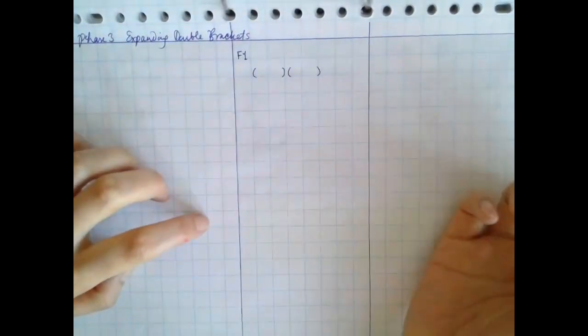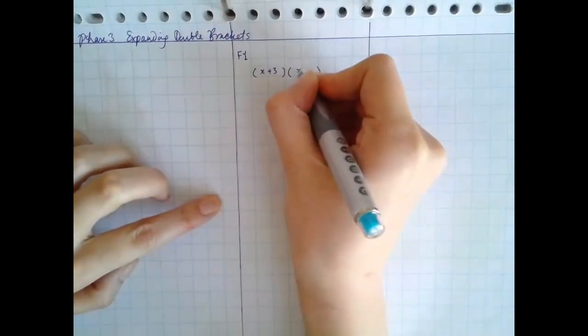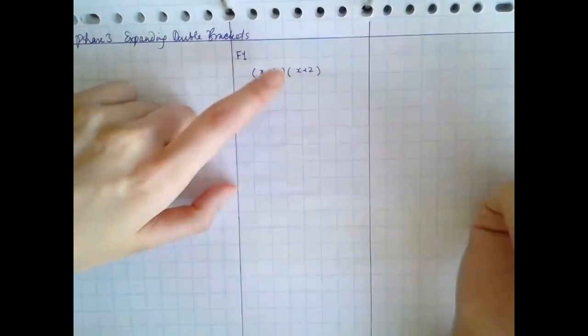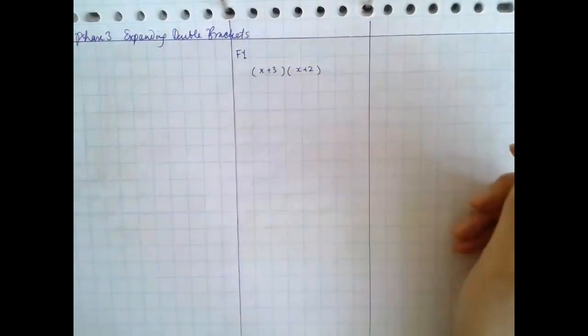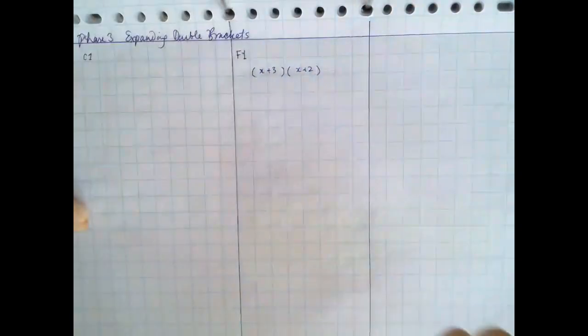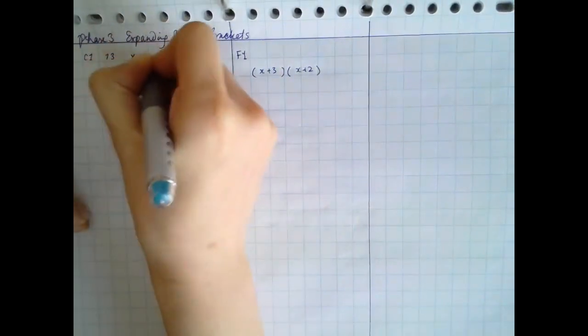Two sets of brackets next to each other. And anything could go inside, including something algebraic. But if these two brackets are next to each other, it means they're being multiplied. So all we're talking about is multiplication. So let's take it back to C1. A concept, just multiplying two numbers together. Say 13 multiplied by 12.